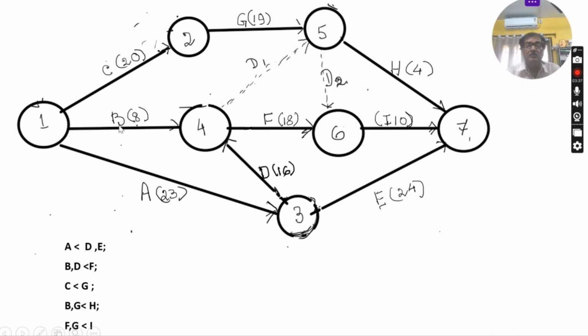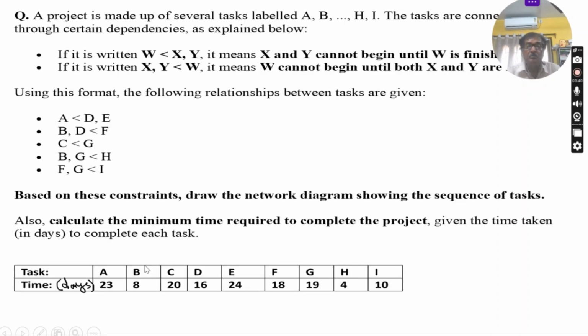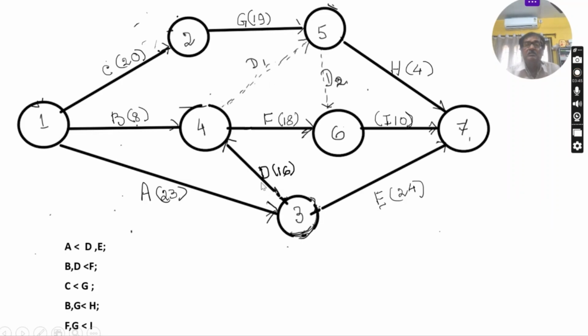For B activity or task, the duration is 8 days. For D it is 16 days. But D1 and D2 are dummy, which I have already discussed in my previous video. This is used only for representing the predecessor relationship. This activity will not consume any resources or time. The time for this activity is 0. The actual relationship is represented with the help of this dummy.